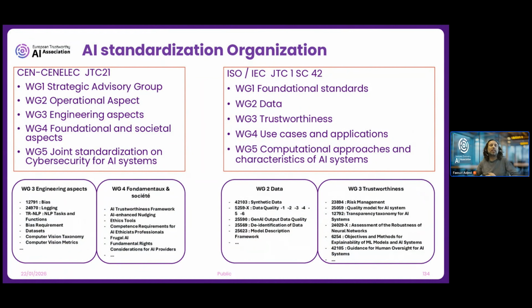Then in each one we have working groups organized by topics and by skills. In JTC 21 we have the operational aspect, engineering aspect, foundational aspect, and societal aspect, and of course we have cybersecurity for AI systems. In each working group we have several standards in development.